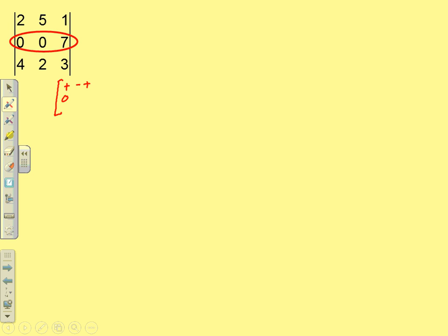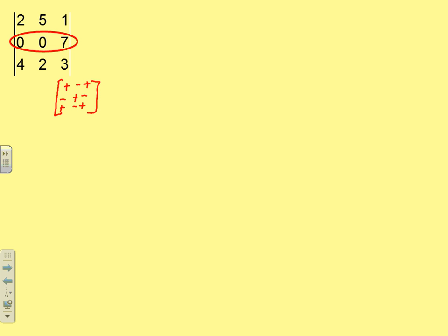Oops, I said 0, so I don't write 0. So minus, plus, minus, plus, minus, plus. There's your plus minus array. So at this point, go ahead and pause the video. Try figuring out what the determinant of this matrix is, and when you have it, start the video again. So pause it now and come back when you're done.